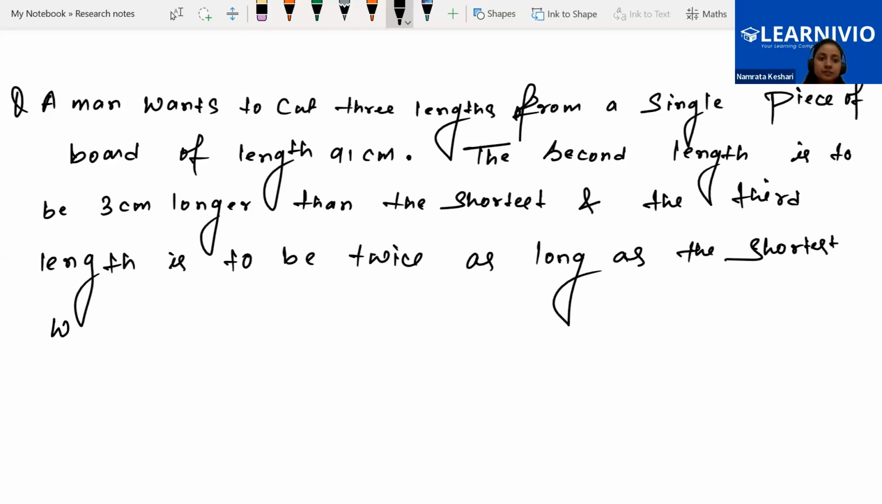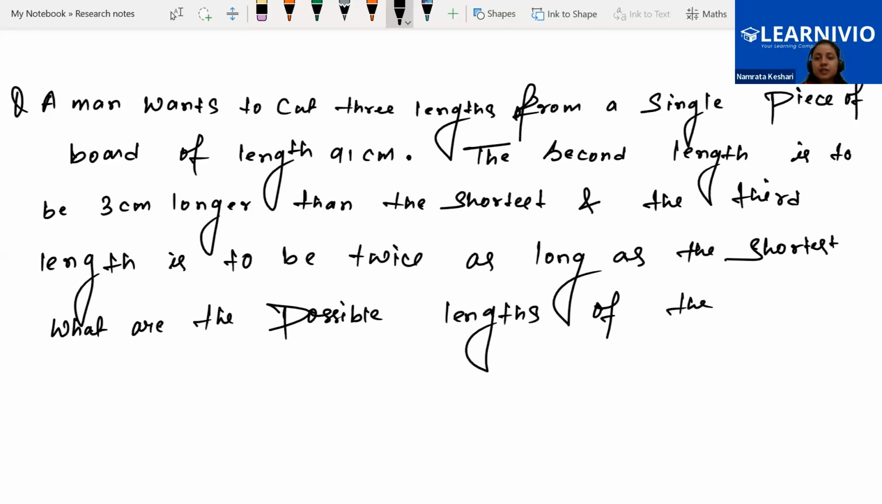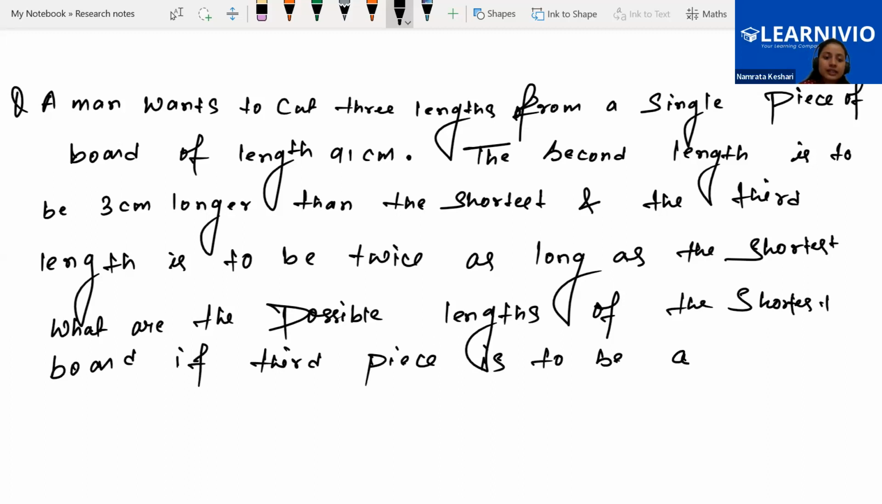What are the possible lengths of the shortest board if the third piece is to be at least 5 centimeter longer than the second?